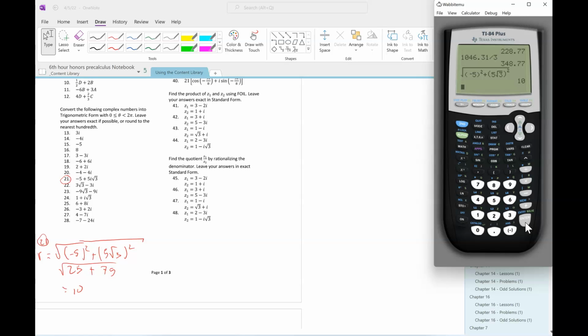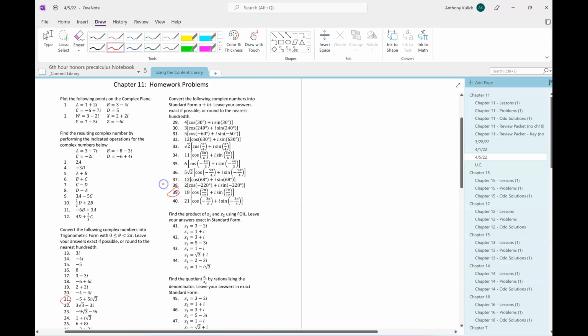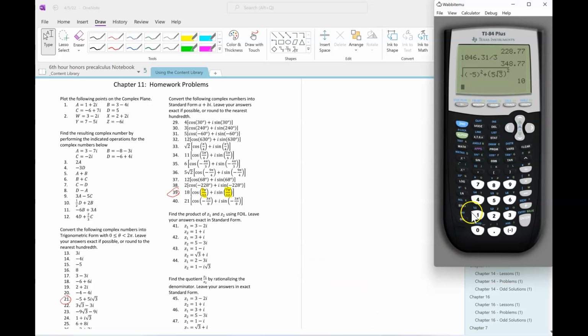Grace. Which one? 39? Sure, so we're just converting this into standard form. It says leave the answer exact if possible. So the first thing I'd want to do is check to see if 7 pi over 12 is a unit circle value. It's not. You can tell that by looking at it, since the denominator is 12, or if you didn't remember, you can just convert it to degrees, and 105 is definitely not a unit circle angle.